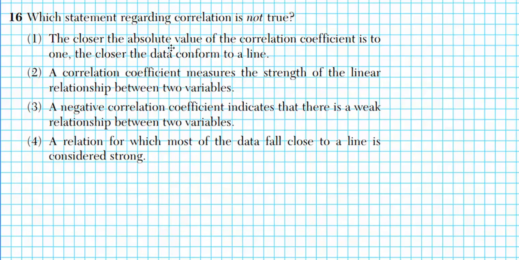So we have: the closer the absolute value of the correlation coefficient is to 1, the closer the data conforms to a line. A correlation coefficient measures the strength of a linear relationship between two variables. A negative correlation coefficient indicates that there is a weak relationship between the two variables, and a relation for which most of the data fall close to a line is considered strong.